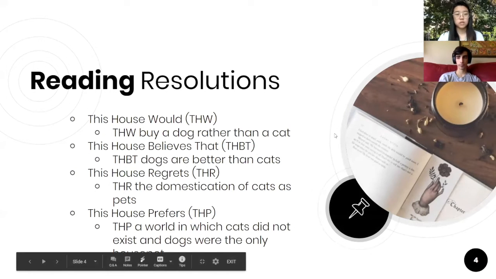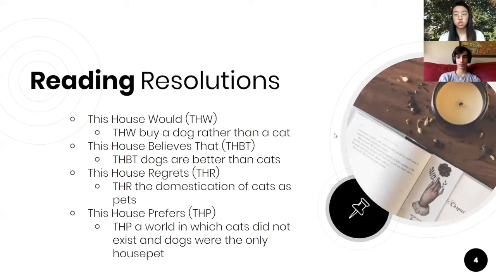So just to explain some of them, the most common one is probably THW, which stands for This House Would. An example of this would be This House would buy a dog rather than a cat. So it's very action-oriented, it's practical, it focuses on real outcomes of a specific action.